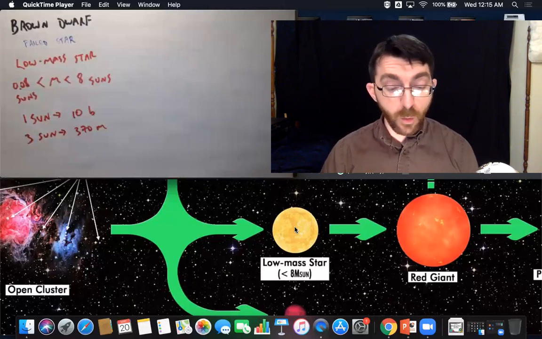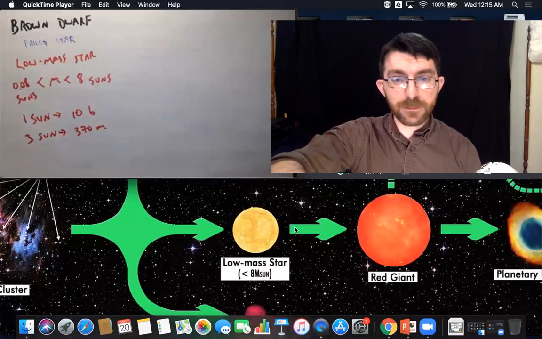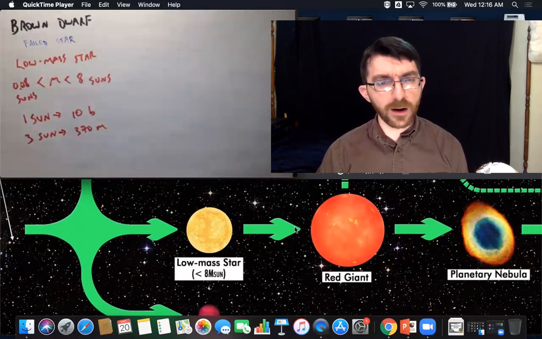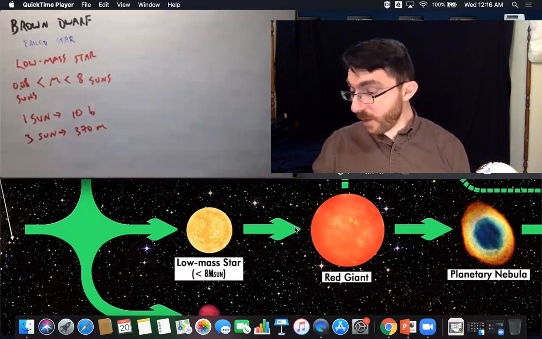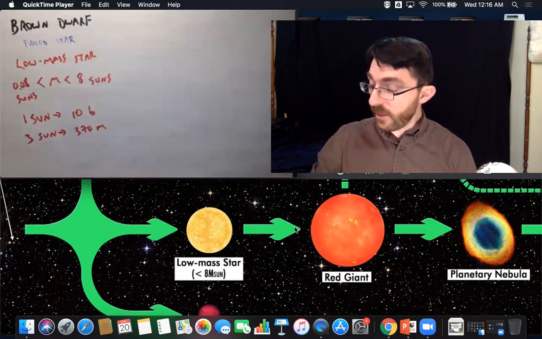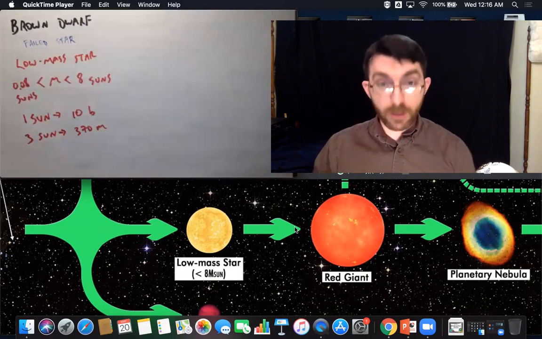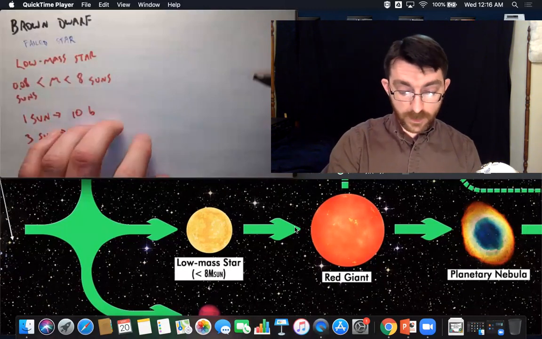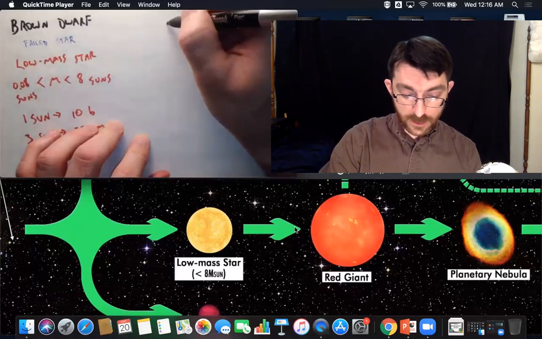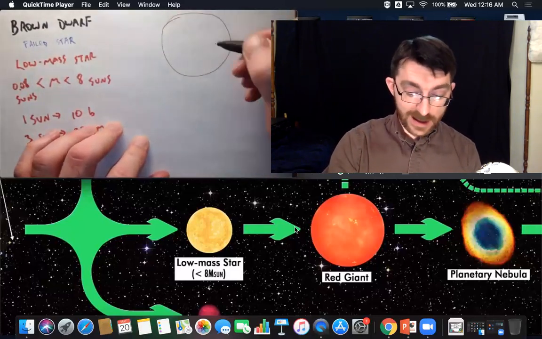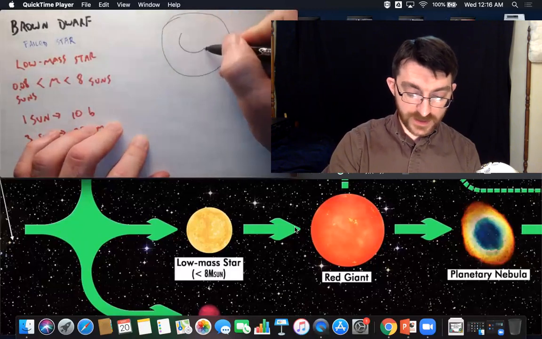Okay, so what is the actual course of this? As you can see, the next step is a red giant. So let's talk about how a low mass star becomes a red giant. You had in the last slide that it has a core in which it does its fusion. So let's redraw that. We've got a sphere that is pretty much all hydrogen, and the hydrogen in the center is fusing.